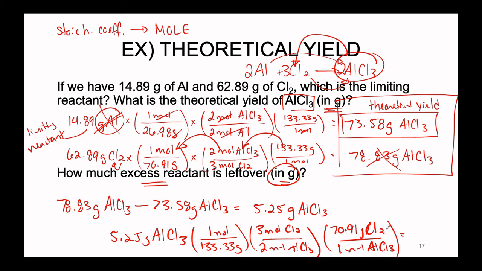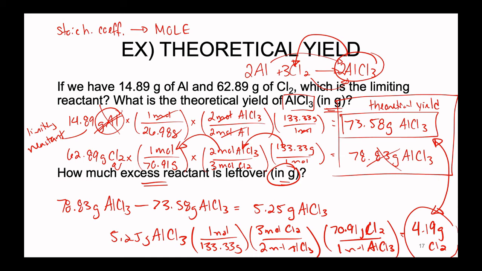Okay, so we complete the set of calculations, and we would predict that there are 4.19 grams of chlorine left over that are unreacted and hanging out, again, in the same vessel as the theoretical yield that we were able to produce.